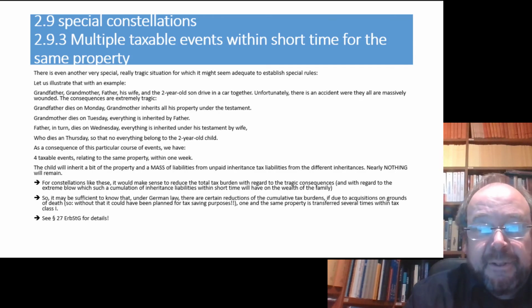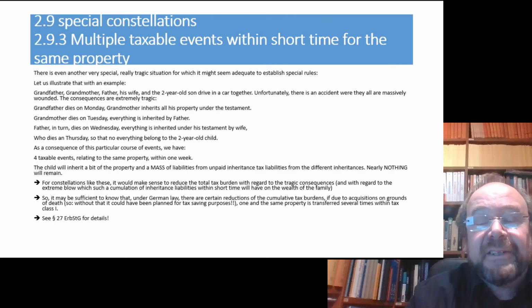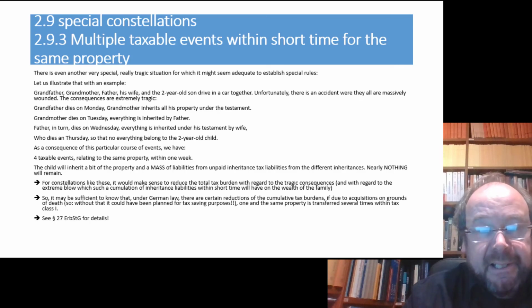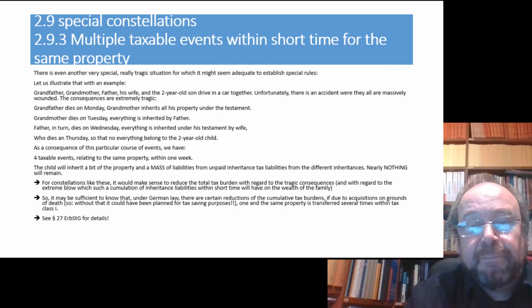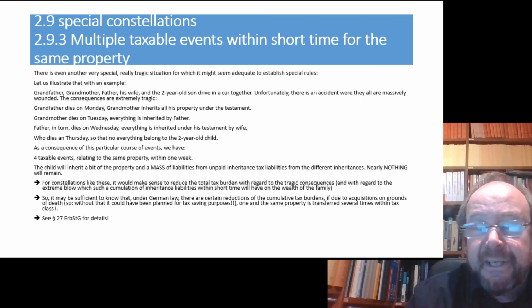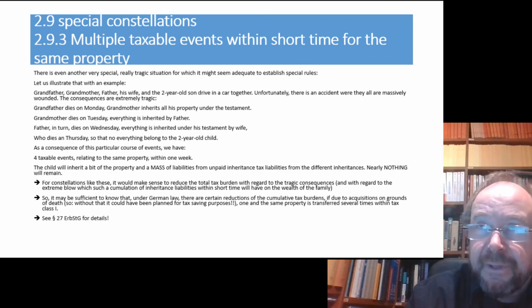Father in turn dies on Wednesday, and everything is now inherited under his testament by his wife. And now, as you already might expect, fate has a very bad humor, and the wife dies on Thursday. And so the 2-year-old child inherits, let's say again, the 100 million in question on Friday morning.